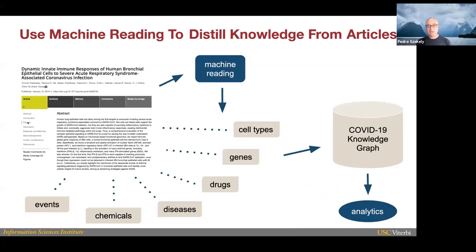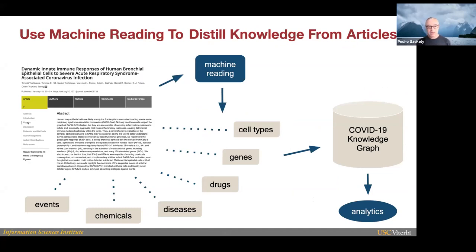And so the focus is similar to the previous talk, and the idea is to use machine reading to distill knowledge from articles, specifically the CORD-19 corpus. Our focus is really not on running machine reading systems or comparing them, but getting the output and assembling it into a knowledge graph.